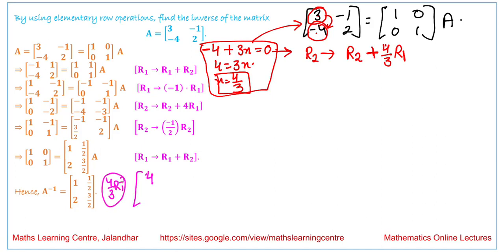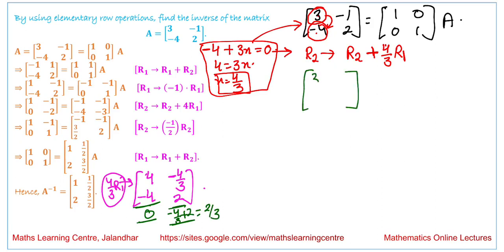If I apply this on the matrix, I will obtain this element as 4 and the next element will be minus 4 by 3, and these two elements are minus 4 and 2. Now we are adding these elements. On adding these two we obtain 0. On adding these two elements we get minus 4 by 3 plus 2, and that is equal to 2 by 3.